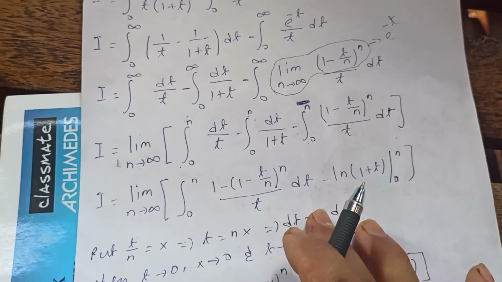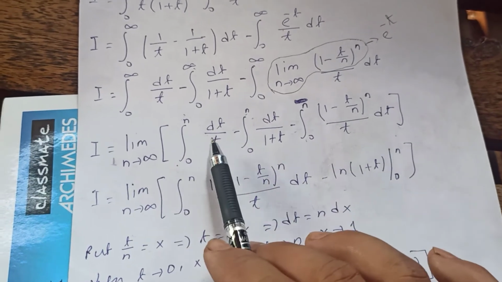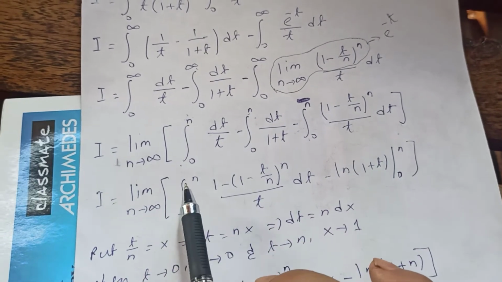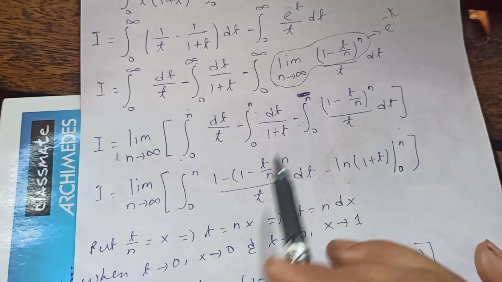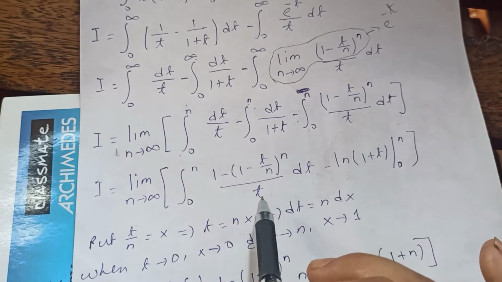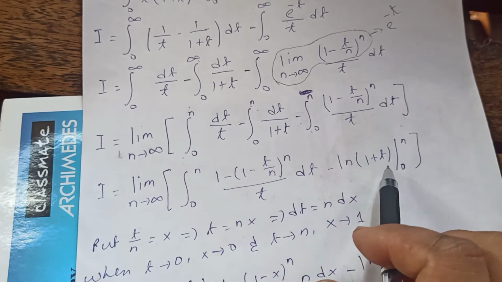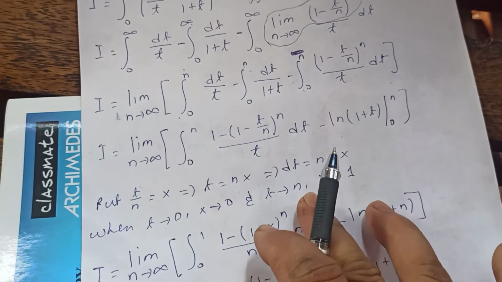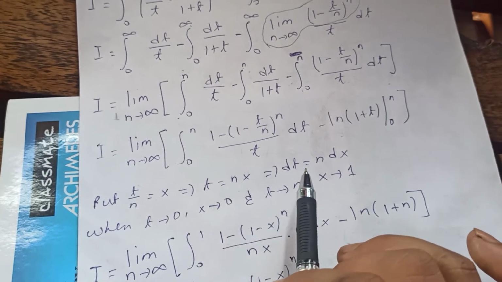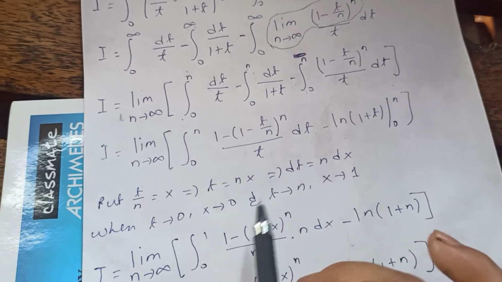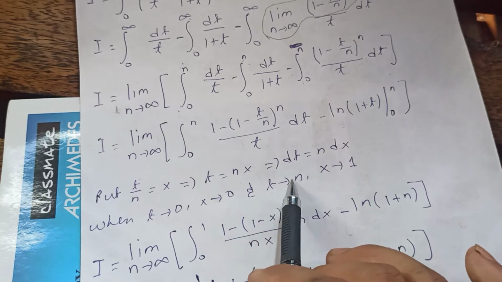Now combining these two, you get the limit as n tends to infinity of the integral from 0 to n of (1 - (1 - t/n)^n)/t dt, minus the integral of 1/(1+t), which will be log(1+t) from 0 to n. Now put t/n = x, which implies t = nx, which implies dt = n dx, where n is a constant. When t tends to 0, x tends to 0, of course. When t tends to n, x tends to 1.